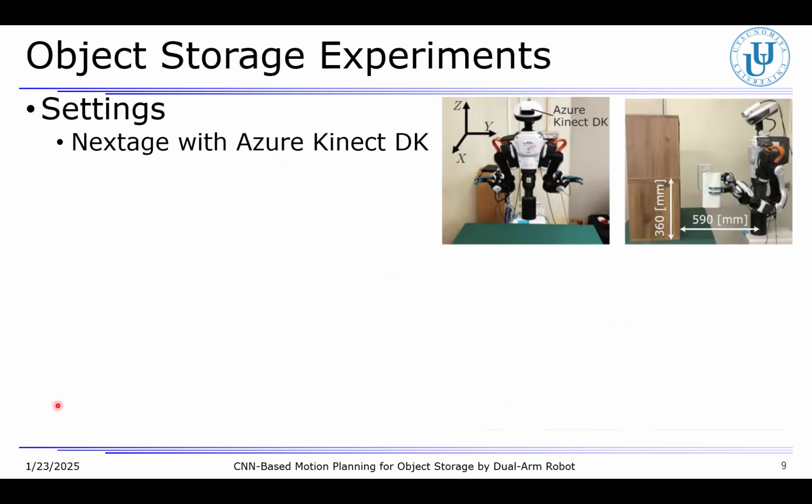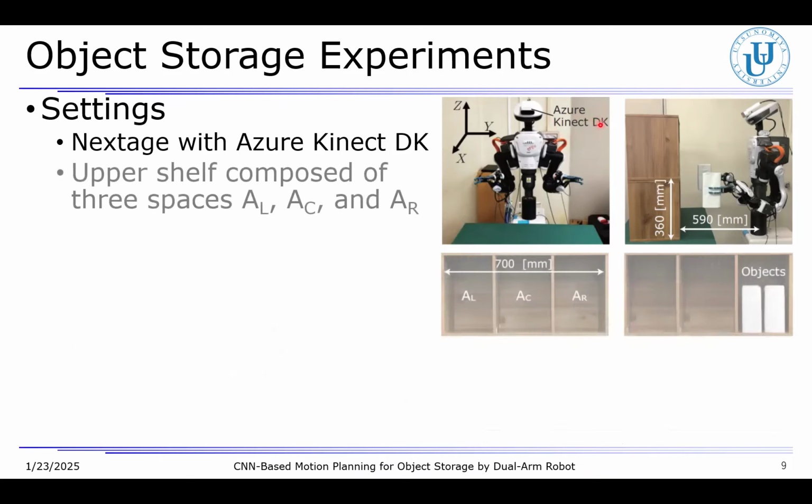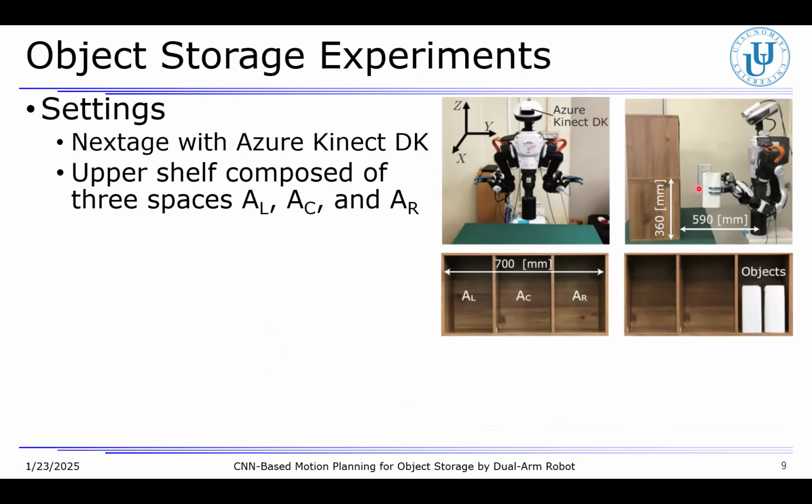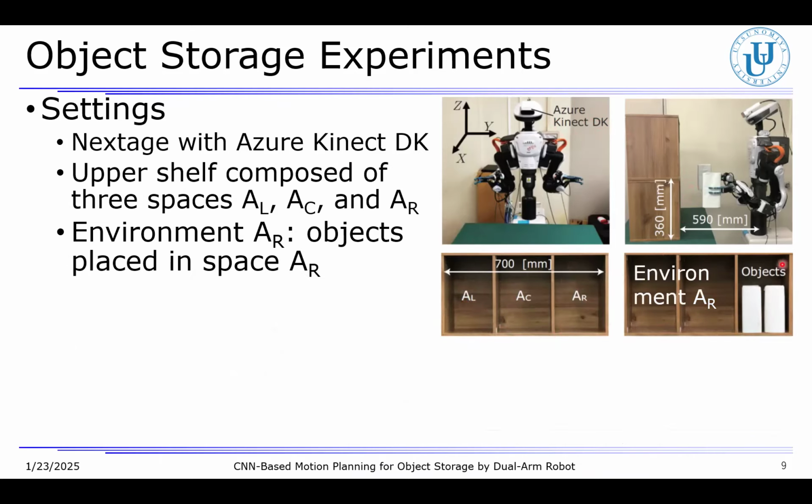Okay, for object storage experiments, a dual-arm robot equipped with Azure Kinect DK is used, as you can see here in these pictures, and the robot stores the objects onto the upper shelf, which is divided into three spaces, AL, AC, and AR. For example, in this environment, two objects are already placed in space AR, so this environment is referred to as AR. For comparison, the following three motion planners are applied to the robot.